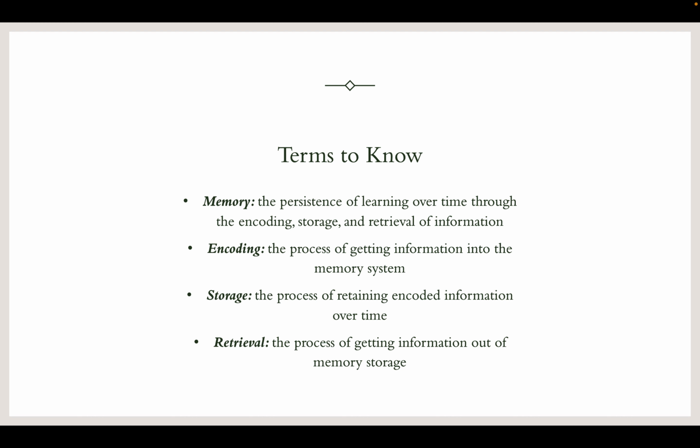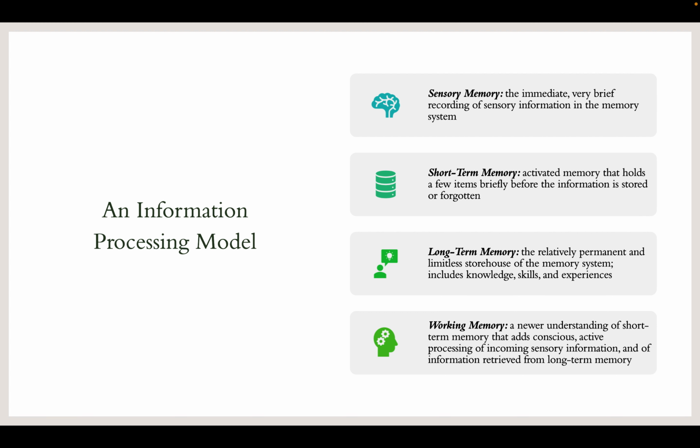Briefly, encoding is the process of getting information into the memory system. So getting information to our brain, that's encoding. Storage is the process of retaining encoded information over time. So it's keeping the information that we've encoded. And retrieval is the process of getting information out of memory storage. So those are the 3 basic steps, and we're going to go a lot more in depth into each of these. Before we can do that, however, we have to talk more about the information processing model.